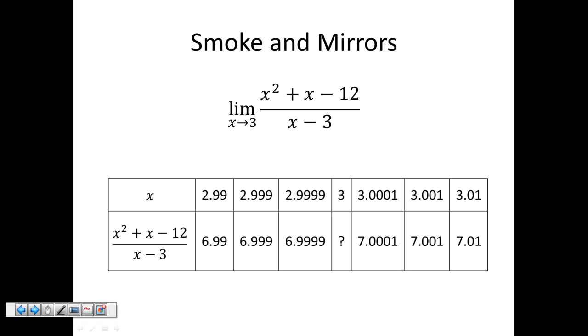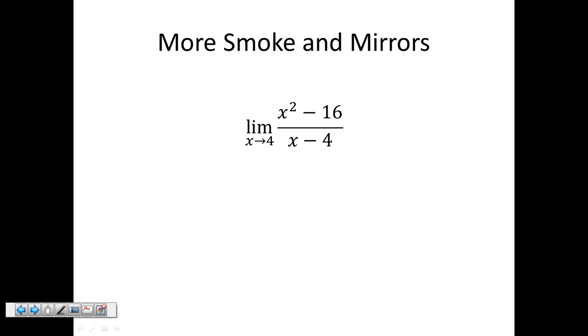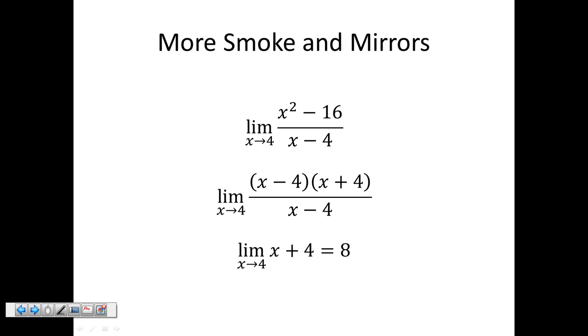Now let's take a look at some more smoke and mirrors. I need to recognize that x squared minus 16 is a difference of squares. Because I still get my mathematical gibberish, I'll factor the top and bottom and cancel out the x minus 4's. Now I can take this limit, and it's just equal to 8.